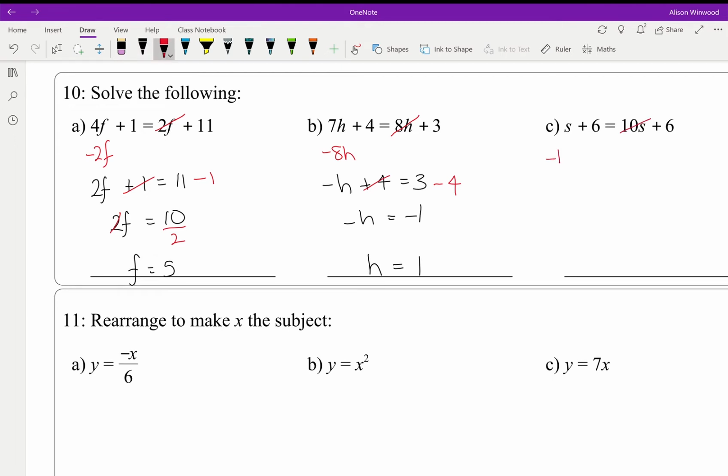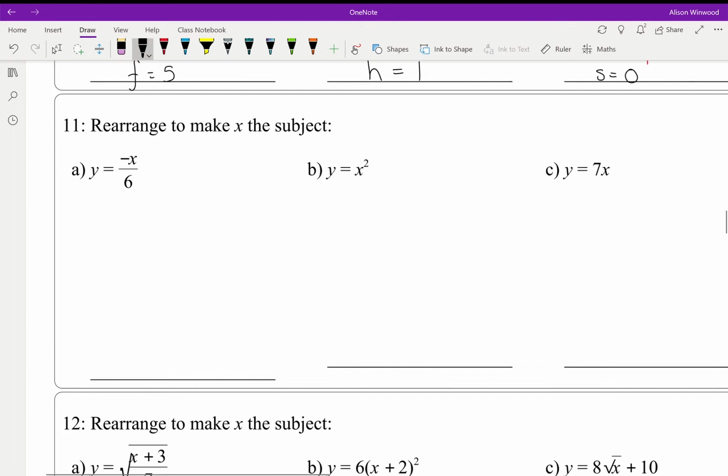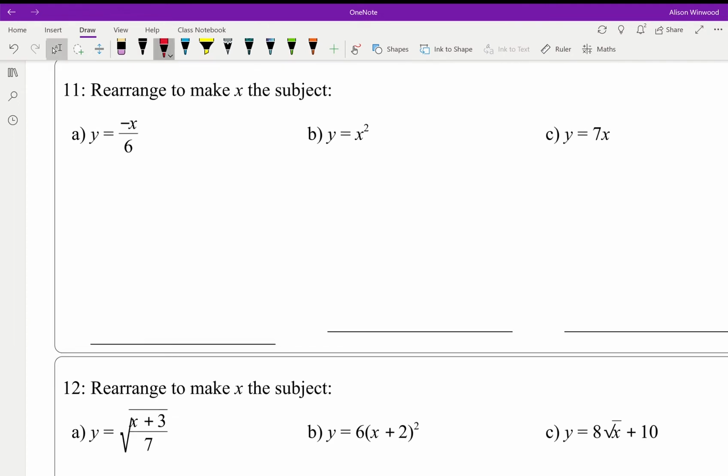Move all the s's to the left. Opposite of add is subtract. Opposite of multiply is divide. Rearranging is similar to solving, so the opposite of divide is multiply, and the opposite of negative is positive.